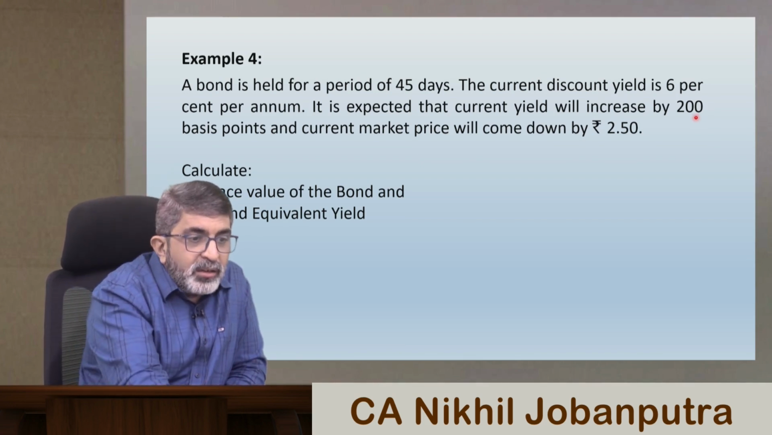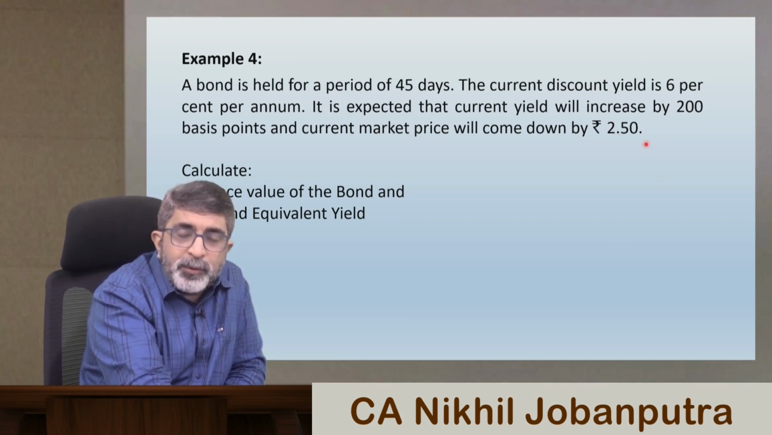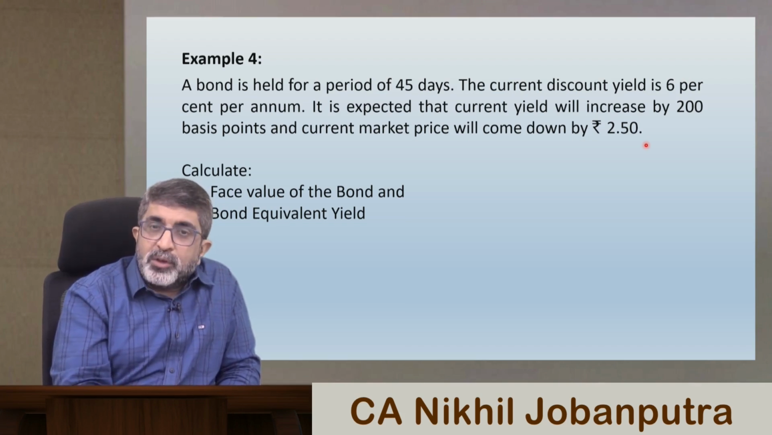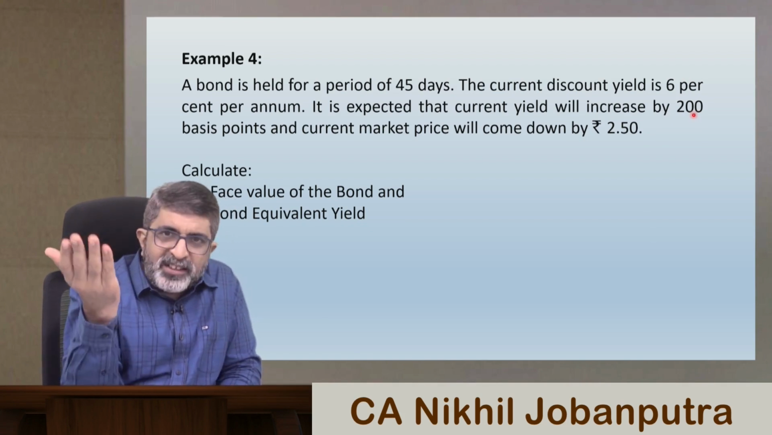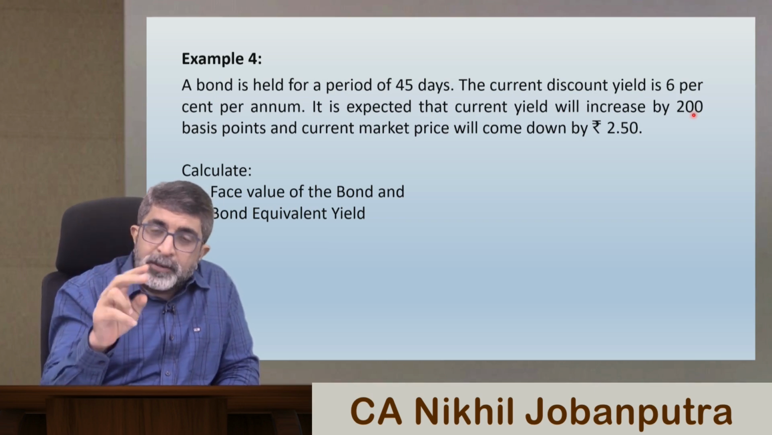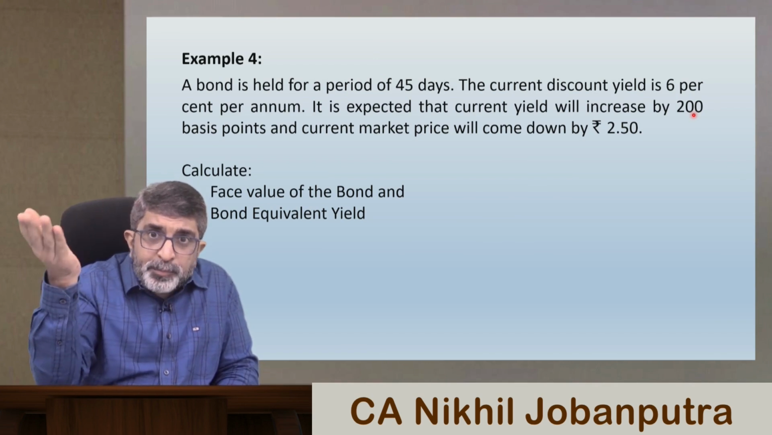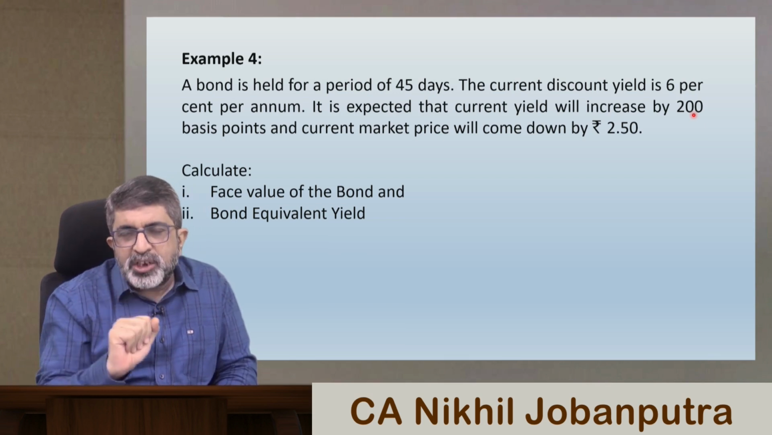But over here, when the discount yield rises by 200 basis points, the bond price will come down by rupees 2.50. With this information, you are supposed to determine the bond's face value. Whether the discount yield is 6% or it rises by 200 basis points, which means an absolute 2%, so instead of 6%, when the discount yield rises to 8%, the bond price will drop by rupees 2.5. That is the information conveyed to you.